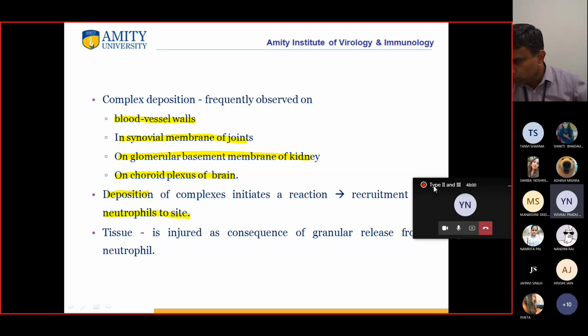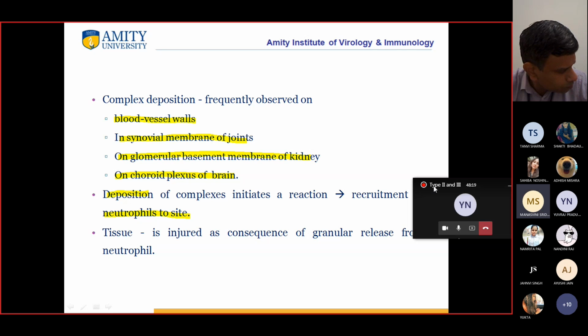So why do only the neutrophils come? So why is it necessary that neutrophils come there? Yuvraj, it's not clear what you are saying. Can any other student tell what he is saying?